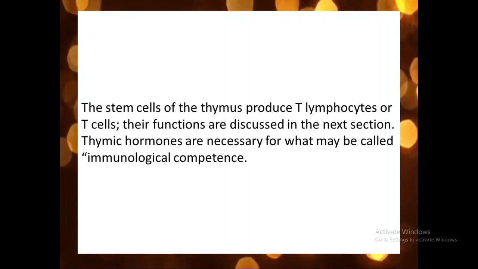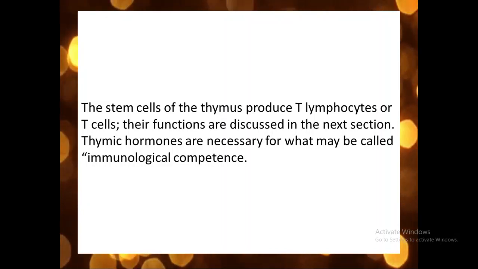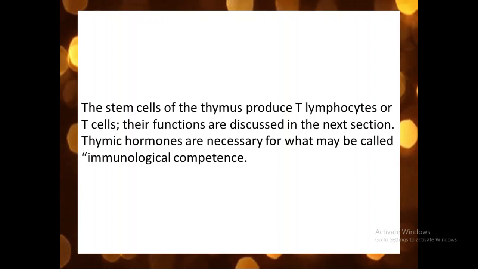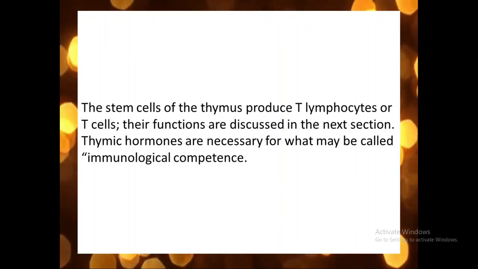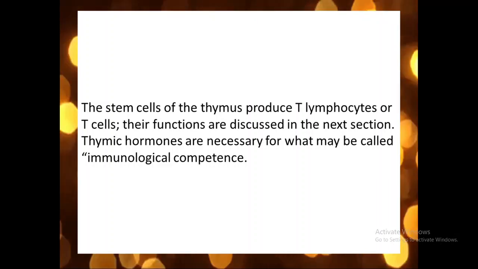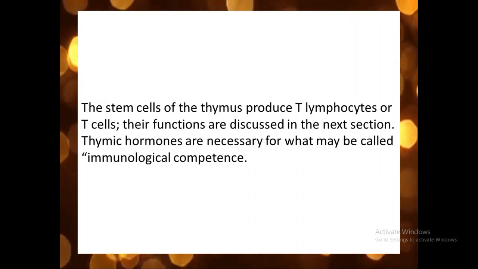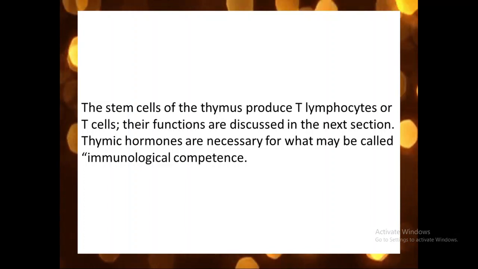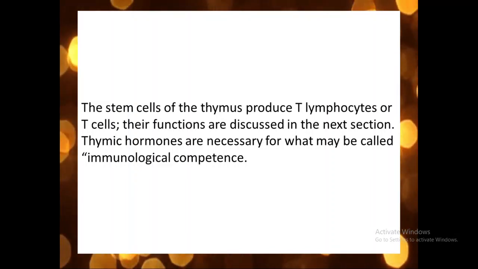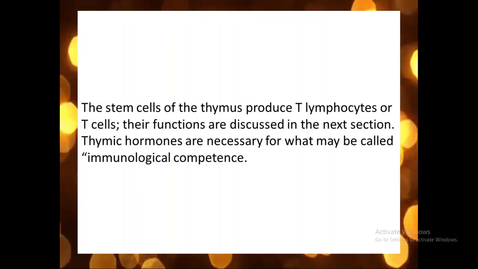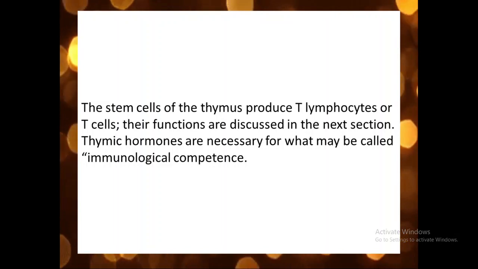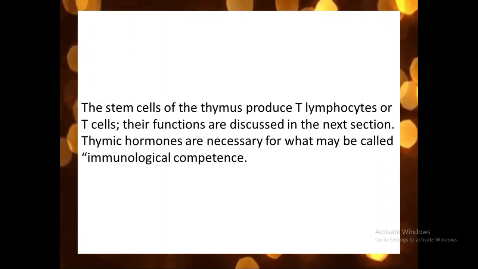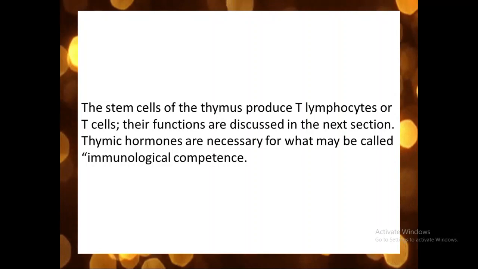The stem cells of the thymus, which are hematocytoblasts, produce T lymphocytes or T cells. Their functions are discussed in the next section. Thymic hormones are necessary for what may be called immunological competence. Immunological competence means being able to do something well. The thymic hormones enable the T cells to participate in the recognition of foreign antigens and to provide immunity. So the capability of T cells is established early in life and then perpetuated by the lymphocytes themselves.